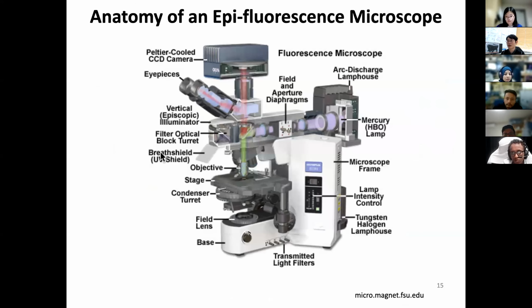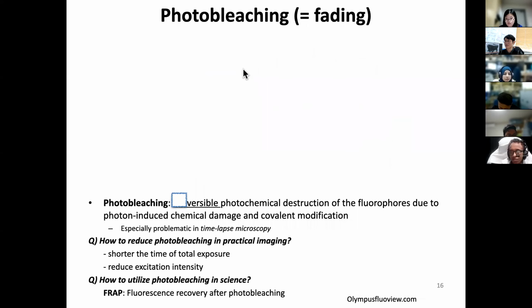So that's what you need to have a fluorescence microscope. I already showed you here, but just to remind you, in epifluorescence you have a dichroic mirror shining on top of the sample, and the emission goes through to your imaging device.